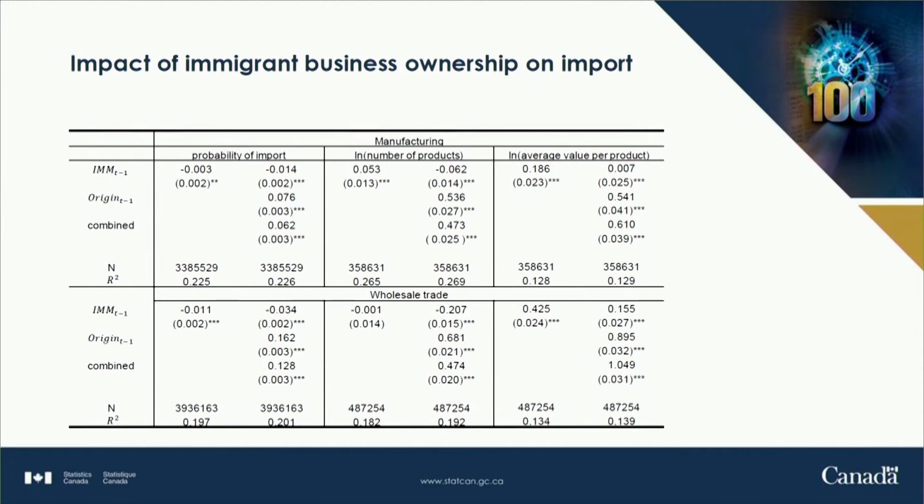However, if you control for where the import comes from, if the imports come from the owner's own region, there's a very strong, big positive impact. The combined effect, basically the sum of these two, gives you the marginal effect of the immigrant business on imports from its own region, which is significant and positive. You can see that for the number of products it's also negative regardless of where the product comes from, but once you control for the origin, it turns positive, and the same for average value. Another thing to note is that the impact tends to be larger for the wholesale sector compared to the manufacturing sector.